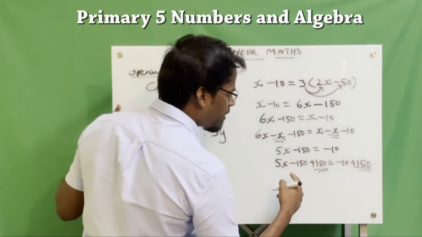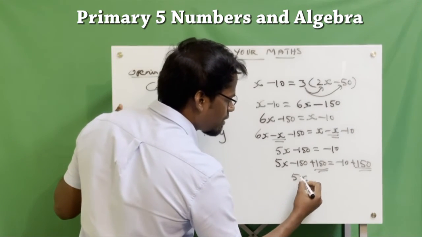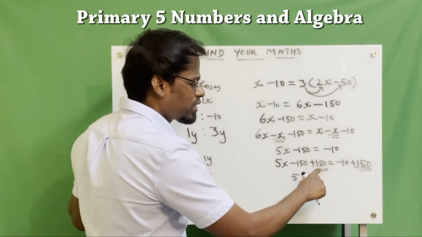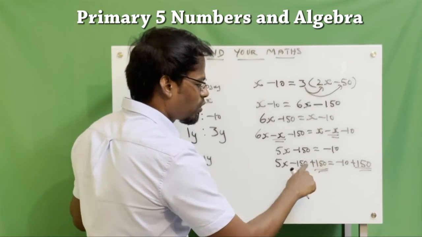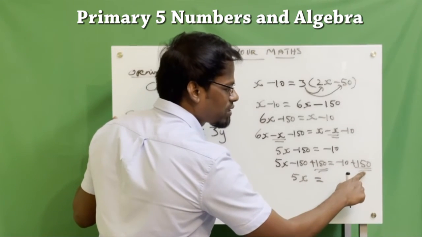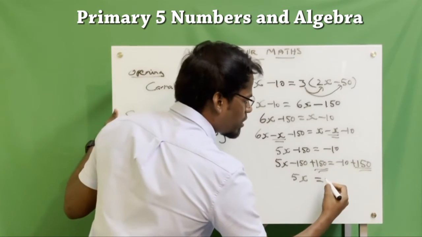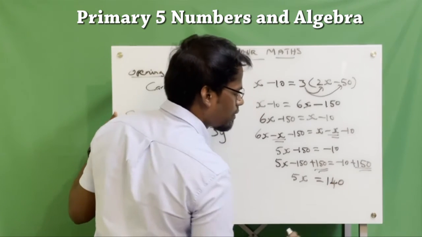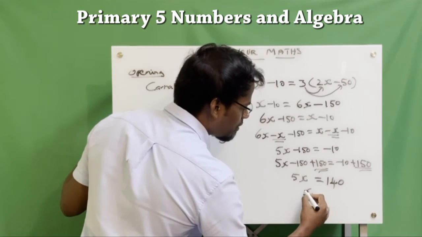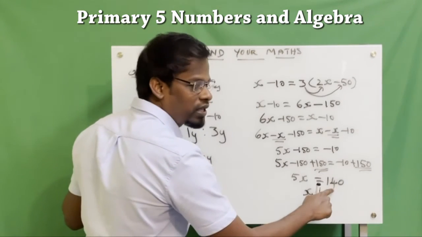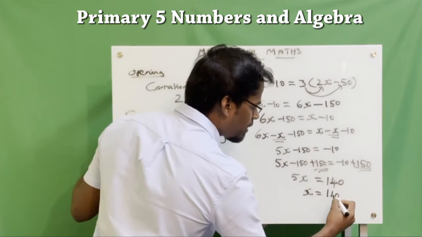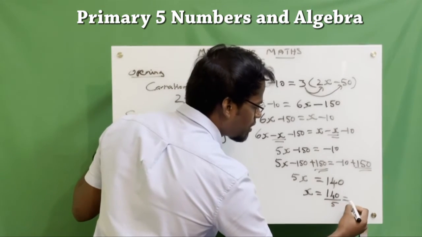So now if we simplify, 5x, this is minus 150 plus 150, so this becomes 0. So 0 plus 5x is 5x, right, equals minus 10 plus 150, which is 140, right? So now to find x, the 5 goes to the right side, we divide the 140 by the 5. So 140 divided by 5 is equal to how much?